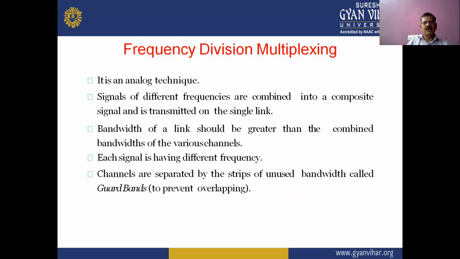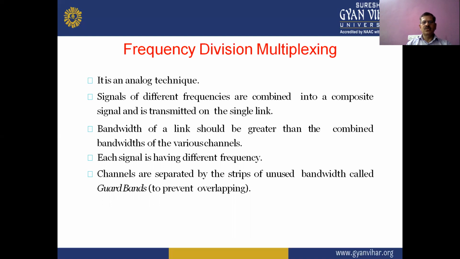So what is frequency division multiplexing, FDM? It is an analog technique. Signals of different frequencies are combined into a composite signal and transmitted on a single link.